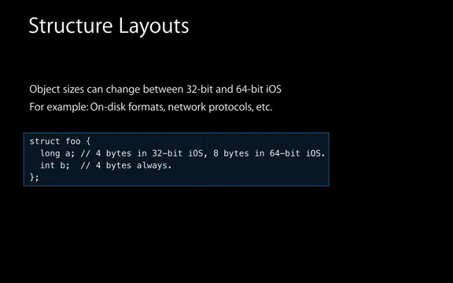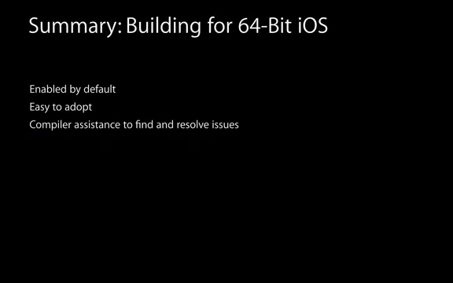But if we're doing something like a representation of an on-disk file format, or communicating across a network to another process that is going to rely on the exact layout of a structure, that can go badly. So again, on any of those data structures, we want to use the C fixed-size types to make sure that we get what we want, whether we're building for 64-bit iOS or for 32-bit iOS. So in summary, building for 64-bit iOS is easy, it's the default, and the compiler will help find and resolve any issues.